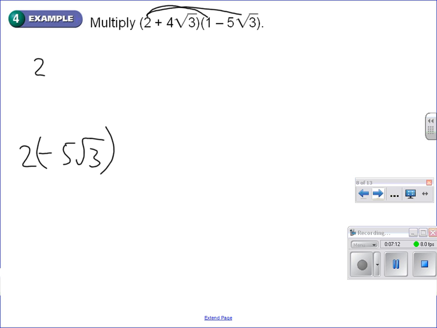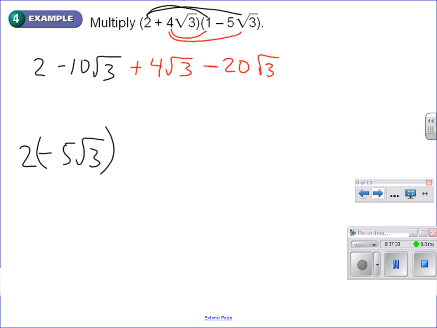Well, what does that mean? 2 times negative 5 is negative 10. So negative 10 square root of 3. Okay, now I have to come back and take this guy, bring him through. So plus 4 square root of 3 and minus 20. And what is the square root of 3 times square root of 3? It is 3.